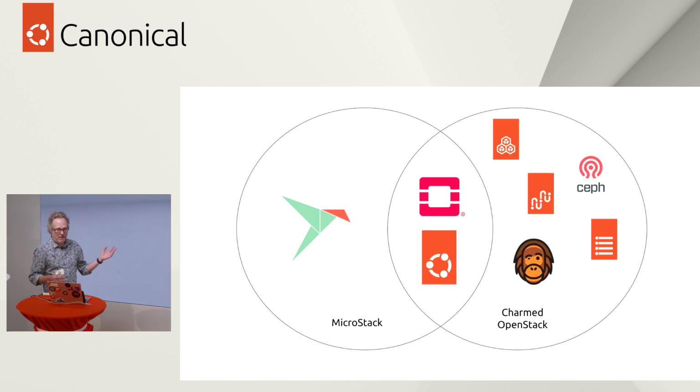We had snaps. And we had all these great operational semantics in the form of charms and what Juju was providing us with. And we only had this very small intersection, and we were only a very small engineering team. So we actually put MicroStack to one side and said that's not something we're going to go forward with at this point in time. We need to rethink that strategy a little bit longer term.